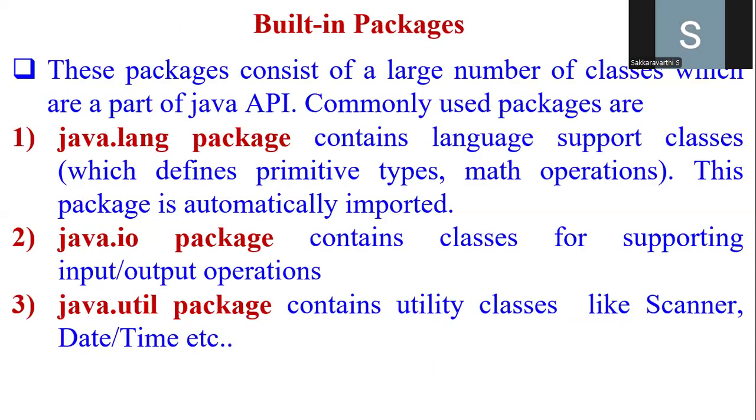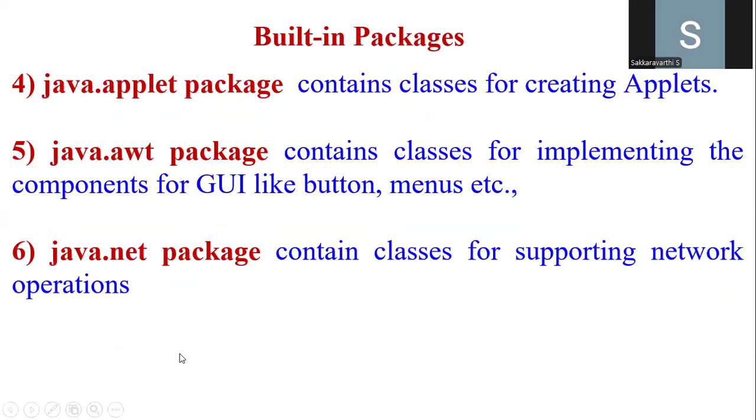The built-in package consists of a large number of classes which are part of the Java API. Commonly used packages are the lang package, the IO package, and the util package. The lang package is a default package which contains language support classes which define primitive types and math operations, and it is automatically imported. The IO package contains classes for supporting input and output operations, and the util package contains utility classes like Scanner, Date, and Time.